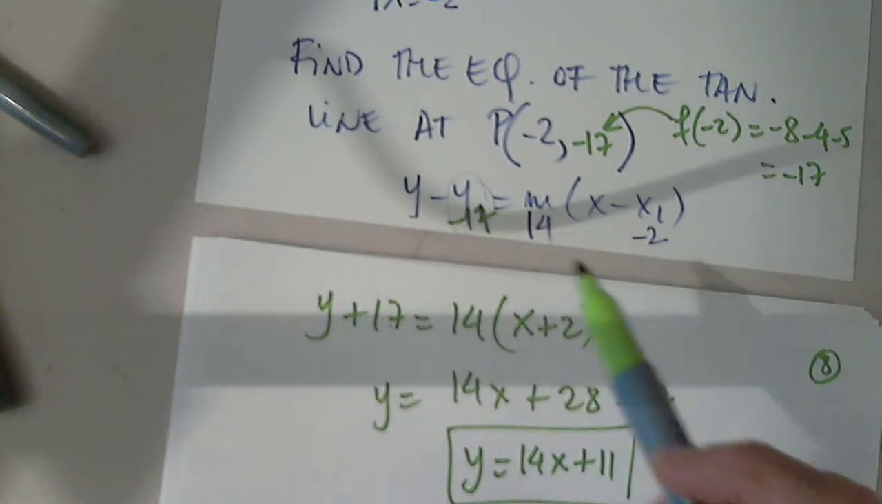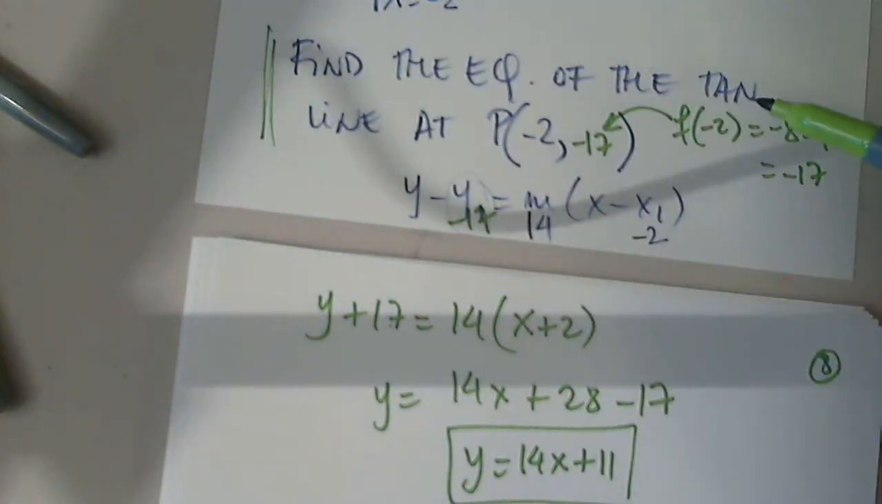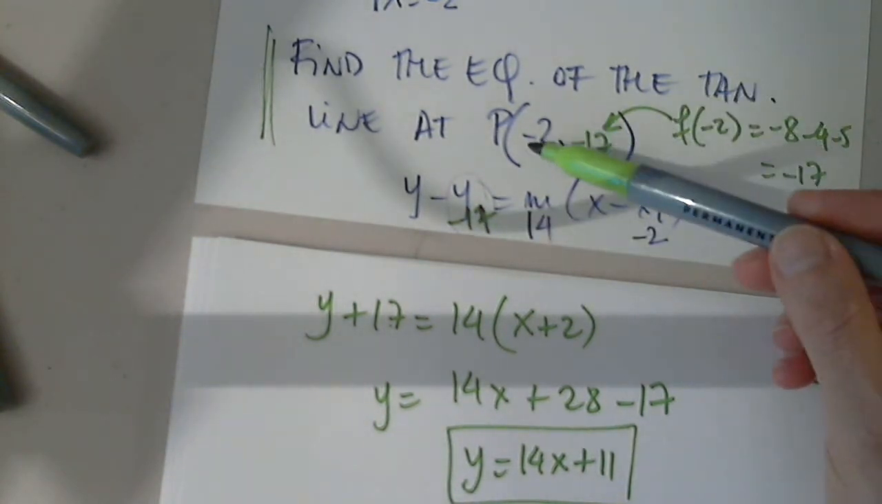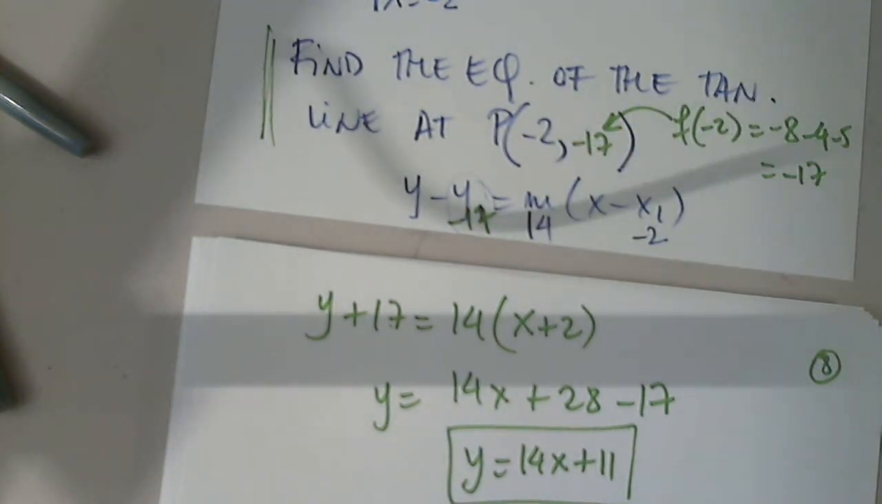What does this represent? It's the equation of the tangent line to the graph of the function at this point with x negative 2. And I was able to determine the slope using the derivative, evaluating it at negative 2.